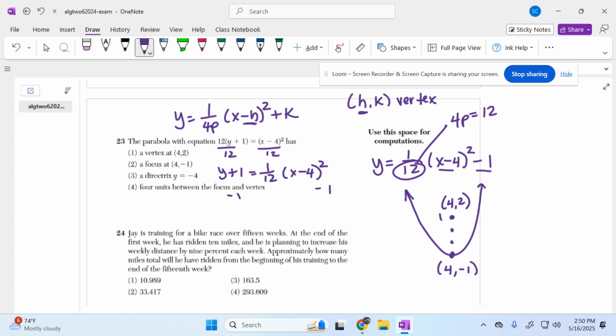That is my focus. If I count down 3 boxes, I'm going to be at the directrix, which is a line. It's horizontal. Since it's horizontal, it's a y equals equation. And it would be 3 units down from the y value of negative 1, which would be negative 4. So now we know the vertex, we know the focus, we know the directrix, we can look at our choices. The vertex is not 4, 2. The focus is not 4, negative 1. The directrix is y equals negative 4, so I'm not even going to look at choice 4.